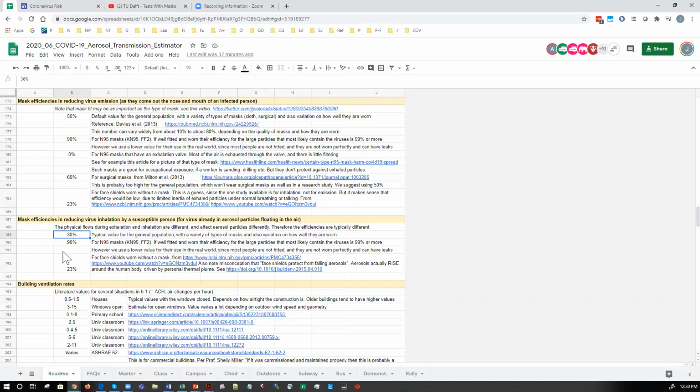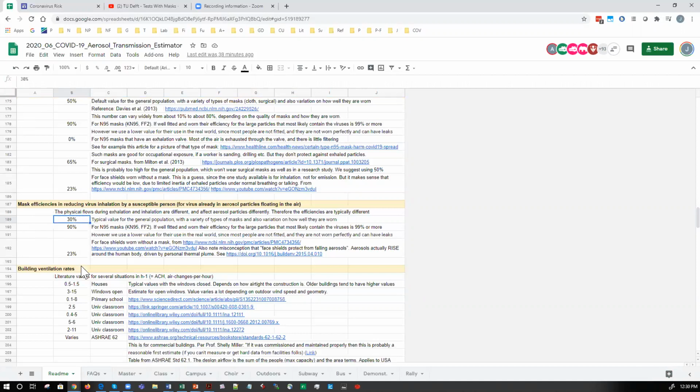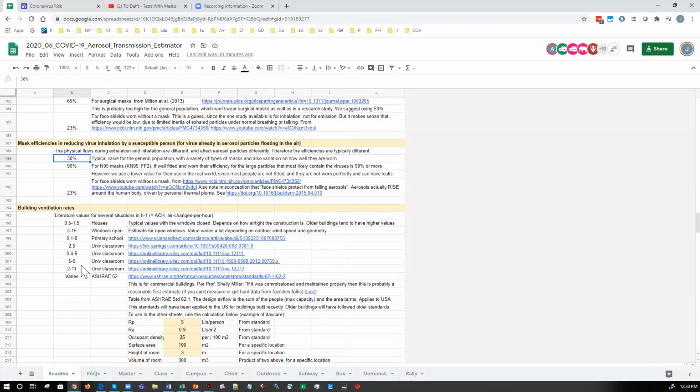Some people have a lot of gaps. They don't wear it tightly. So you know that this accounts for all of that. If you're in a situation in which everyone is being really conscientious, you may be able to use a higher number, like 50%.